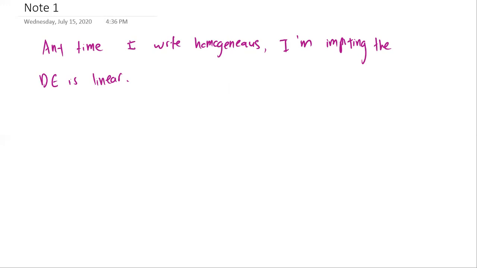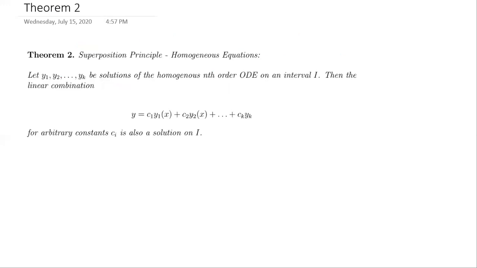Now, let's start with one of the craziest theorems. And again, this only works because we're working with linear differential equations. And so there's a homogeneous version, which is the one we're going to see first.